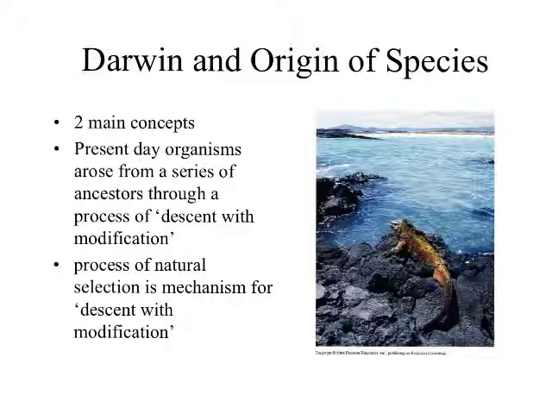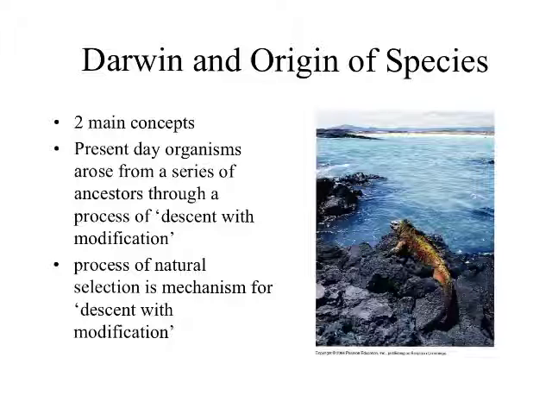So a big question scientists always want to know is, how did we and all of the species that we have now get here? So the big guy who came up with this idea of natural selection and evolution was Charles Darwin. And he wrote a book called Origin of Species. And basically, there's two main comments. He said, present-day organisms arose from a series of ancestors through a process of descent with modification. So each generation has certain changes that happen to it to create the species that we have today.